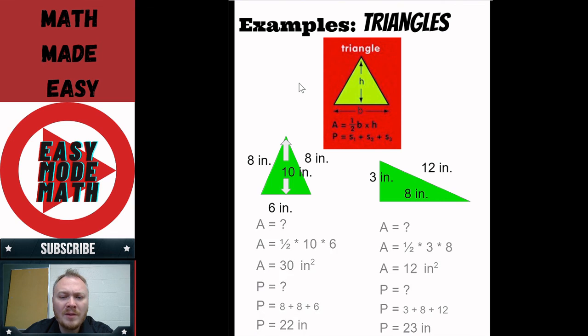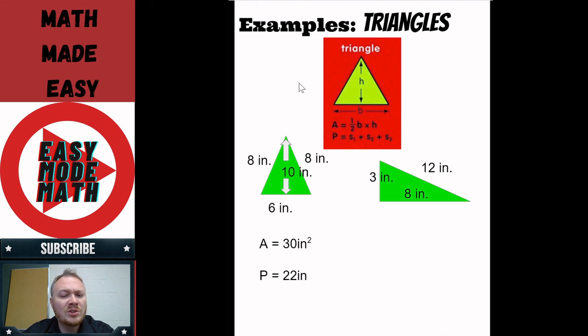Let's clean that up again, and we'll have 30 inches squared for the area on the first one, 22 inches on the perimeter, 12 inches squared on the area, and 23 inches on the perimeter.